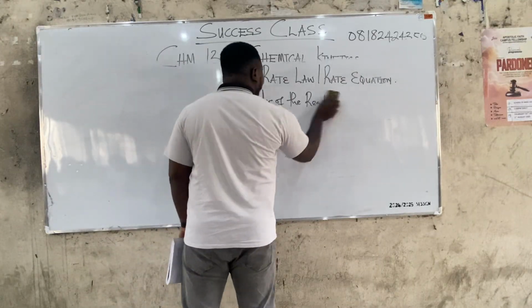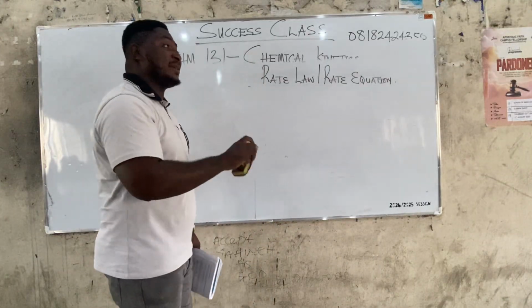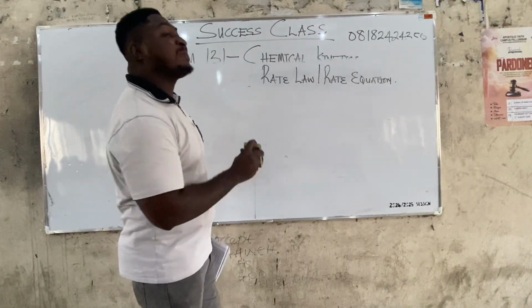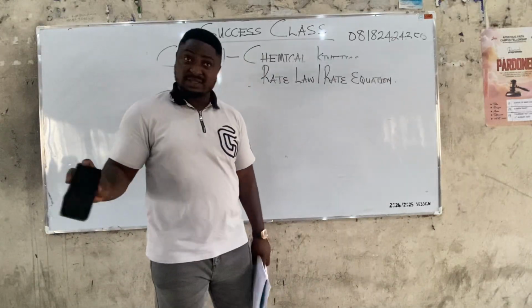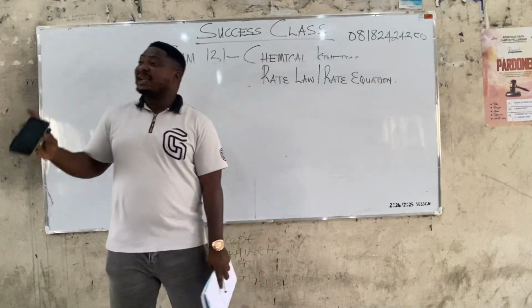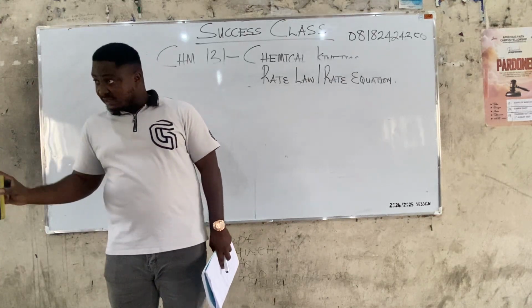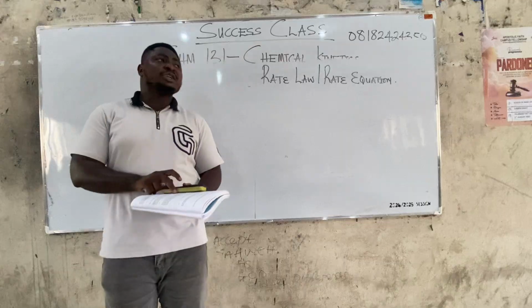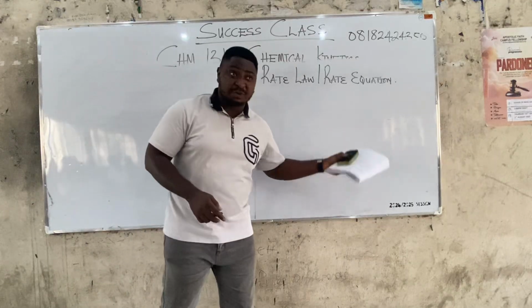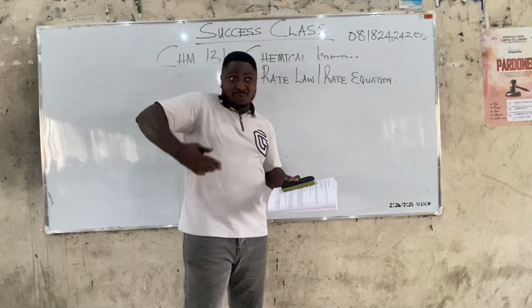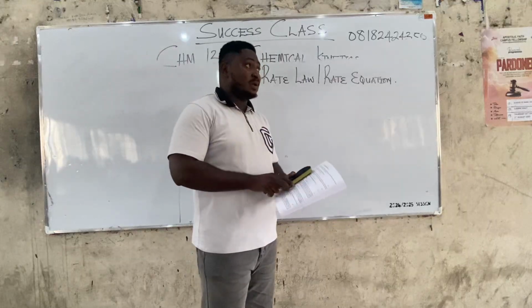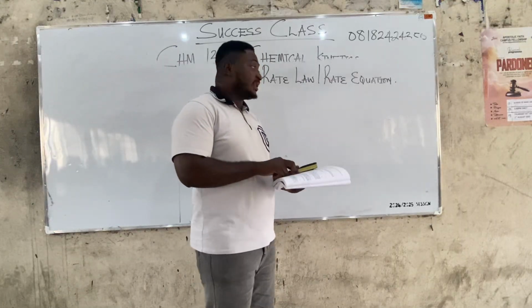Why do we say rate law or rate equation? Rate law is the theoretical statement. Once you represent it mathematically, it becomes the rate equation. When you are stating it theoretically, it's rate law. Once you write the mathematical implication of that, it becomes rate equation. The equation that expresses what the rate law is trying to say is the rate equation.